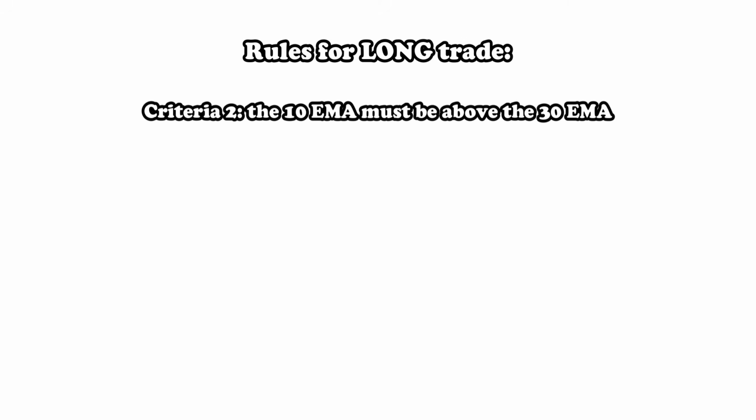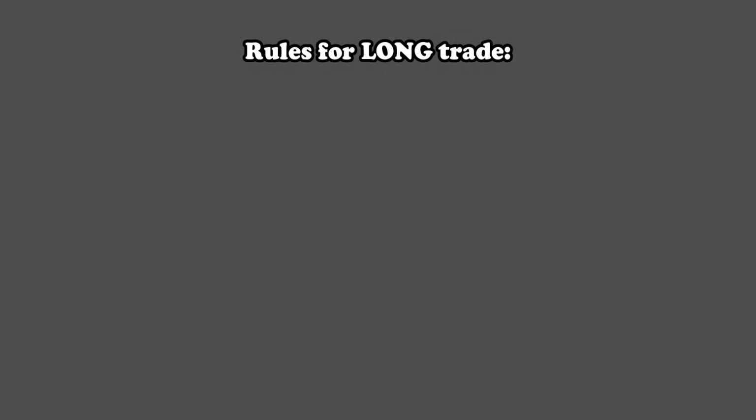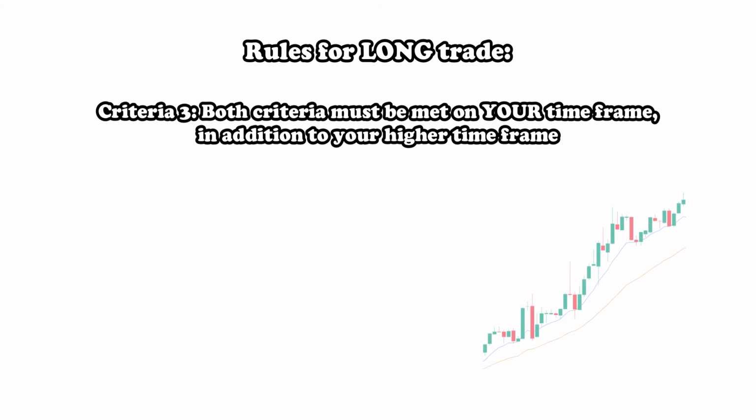Criteria 2. The 10 exponential moving average must be above the 30 exponential moving average. The EMA is a technical indicator that helps traders identify trends by smoothing out price fluctuations. The 10 EMA and 30 EMA are used to determine the momentum of the trend. Criteria 3. Both criteria 1 and 2 must be met on the time frame you are trading on.